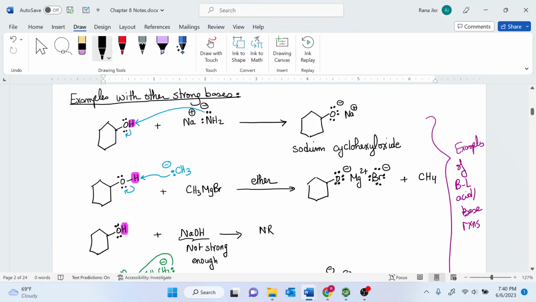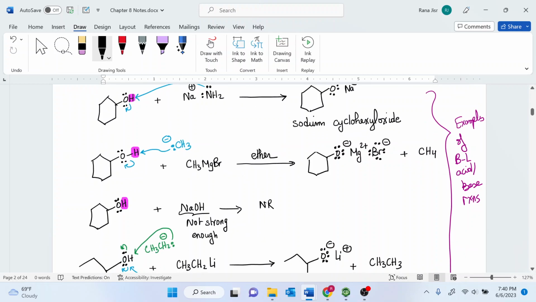Every time we make a bond, we break a bond. So now you're going to end up having a negative charge on the oxygen. So again, the idea here is to pick your base. And our base here is going to be the R in the Grignard.